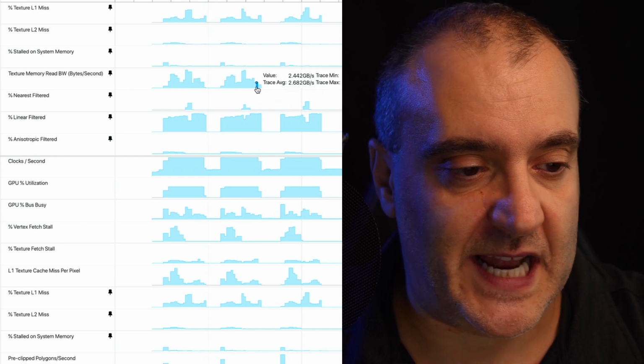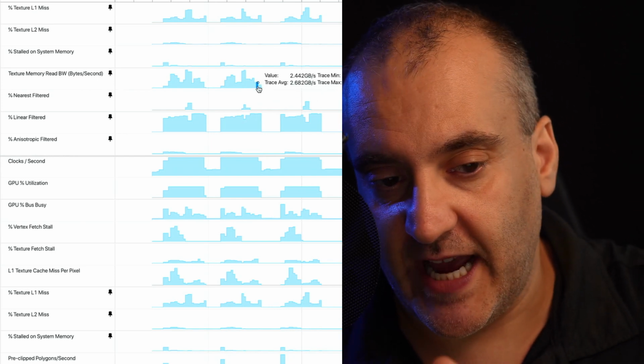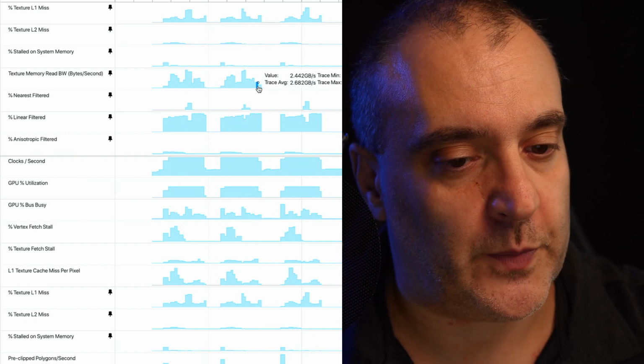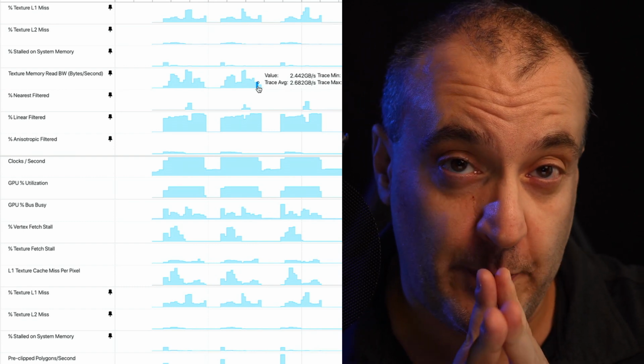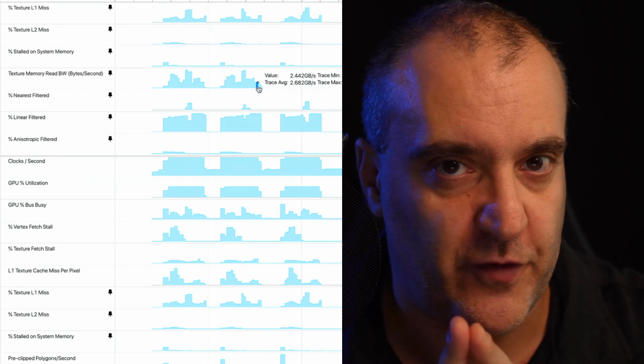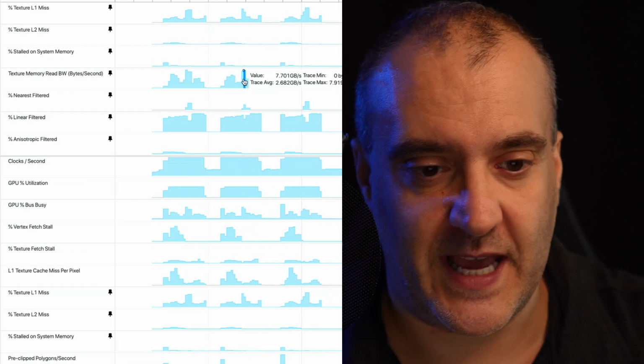Post-processing steps tend to be a little bit higher and towards the end of the frame, so it's okay to spend some of your bandwidth budget for post-processing. If the color pass of your game has a high texture read bandwidth peak, you might have performance issues to investigate, and that's the case here.